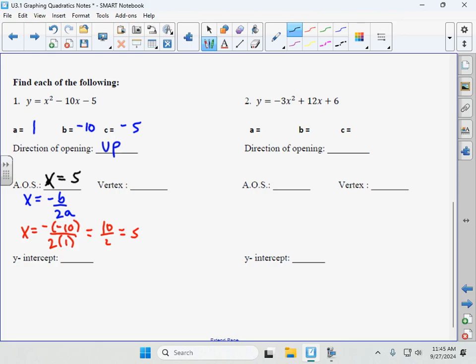Now we're going to find the vertex. The number that you found for the axis of symmetry is the x coordinate of your vertex. So again, just put it right there in the x position. Now we're going to find the y coordinate. You're going to take that 5 that we just found for x and replace all the x's with 5 in the original problem and solve for y.